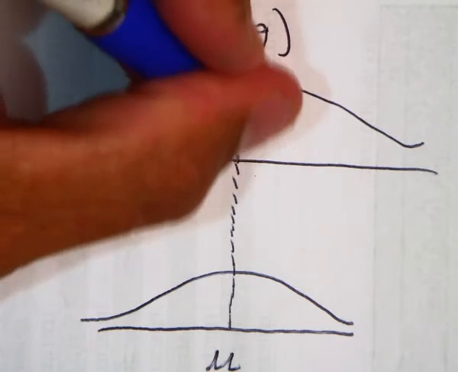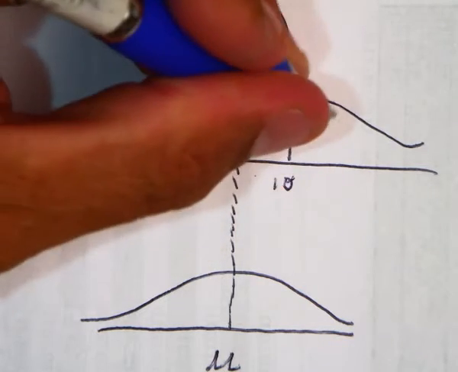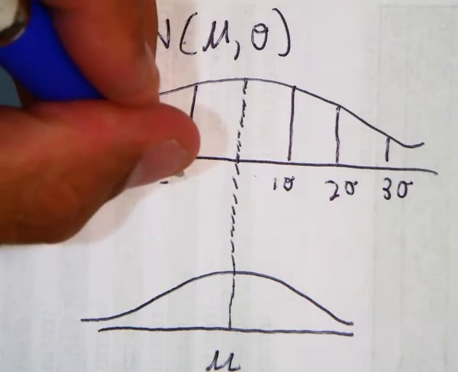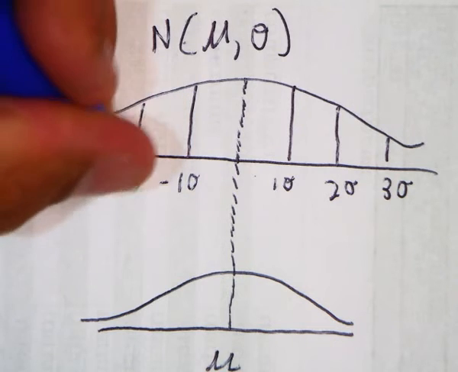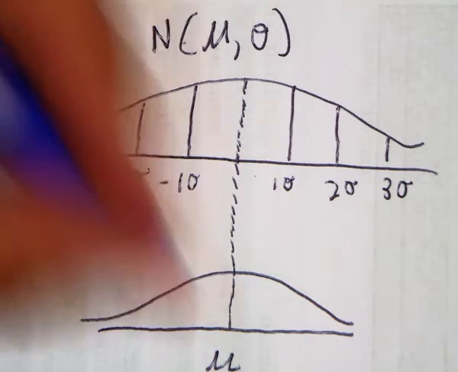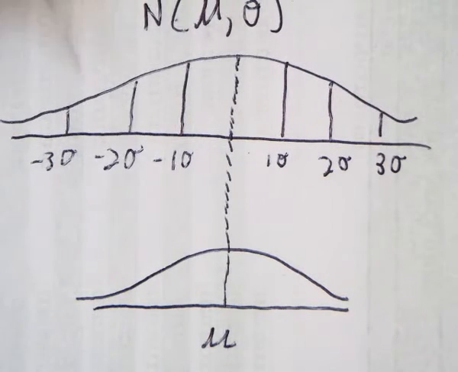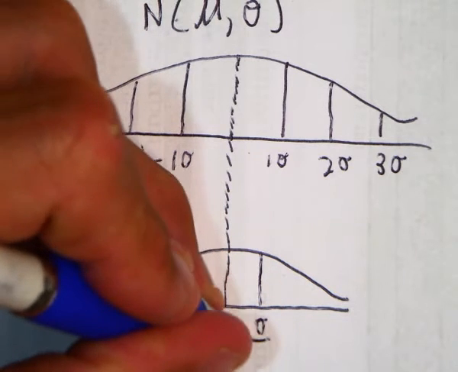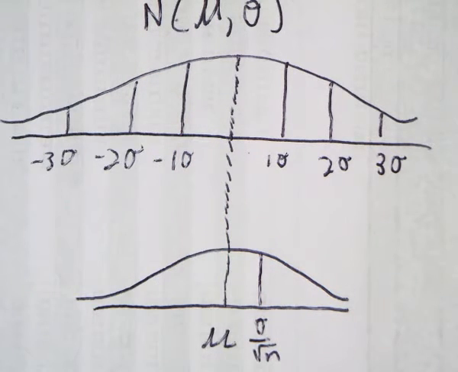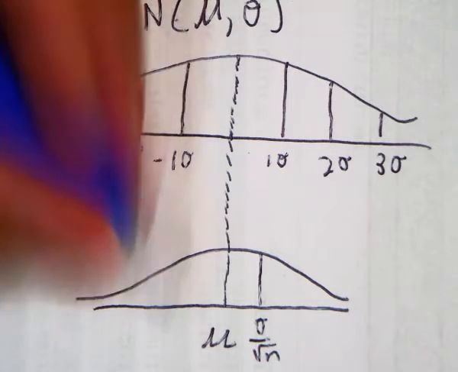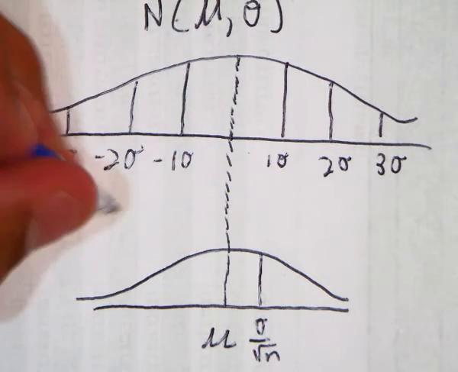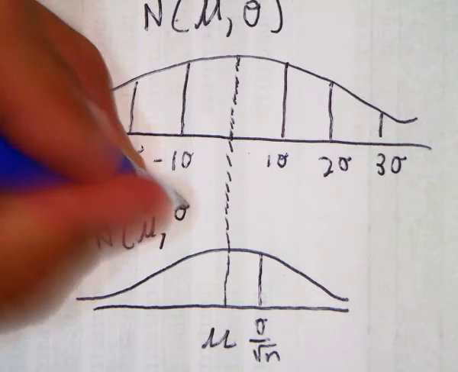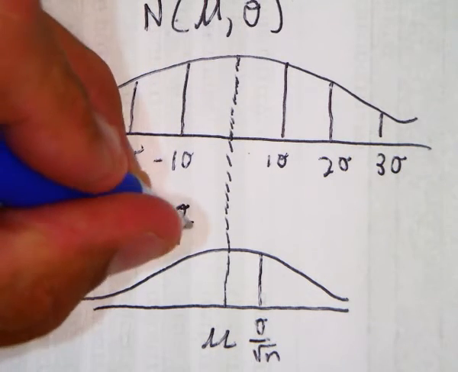So this would be 1 sigma, this would be 2 sigmas, this would be 3 sigmas, and then -1, -2, and then -3. Well, what's the standard deviation going to be here? Well, the standard deviation is going to be sigma divided by the square root of n, depending on how large that sample is. That means this sampling distribution is described by the model N with a mean of mu and a standard deviation of sigma, our original population, divided by the square root of n.